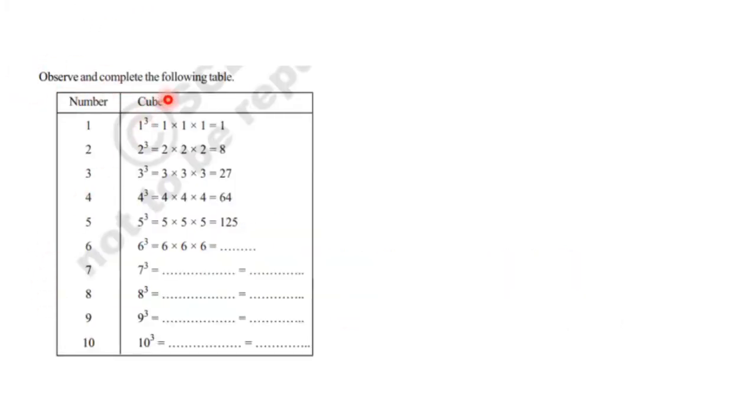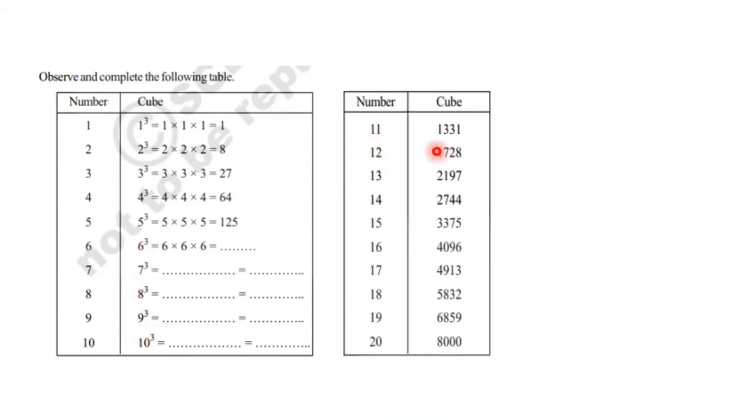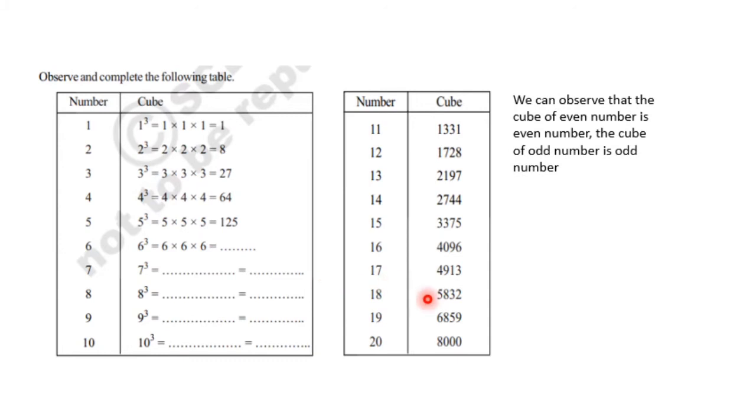Now observe and complete the following table: 1 cube, 2 cube, 3 cube, 4 cube, 5 cube, 6 cube, 7 cube, 8 cube, 9 cube, 10 cube, 11 cube, 12 cube, 13 cube, 14 cube, 15 cube, 16 cube, 17 cube, 18 cube, 19 cube, 20 cube. In all these numbers, we can observe that the cube of an even number is an even number, and the cube of an odd number is an odd number. Here you see 11 is an odd number, and its cube, 1331, is also an odd number. 12 is an even number, and its cube, 1728, is an even number.